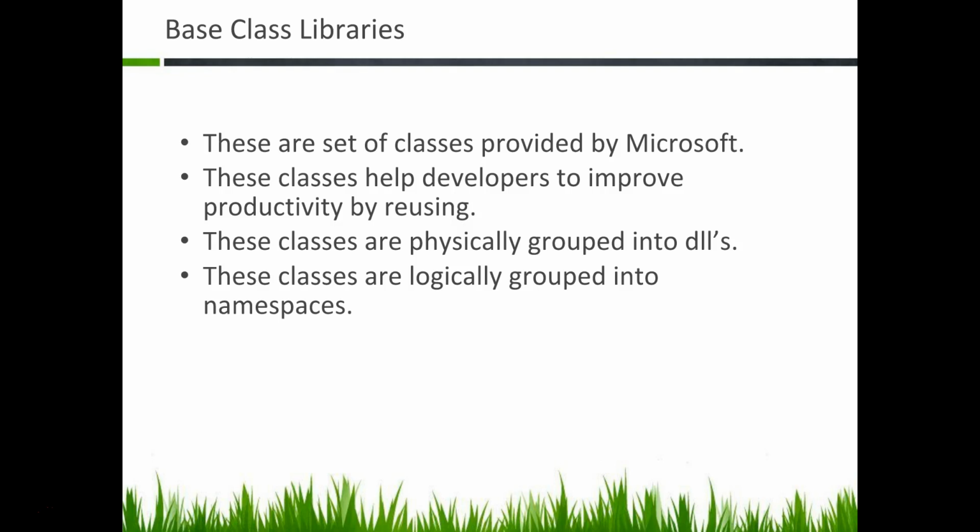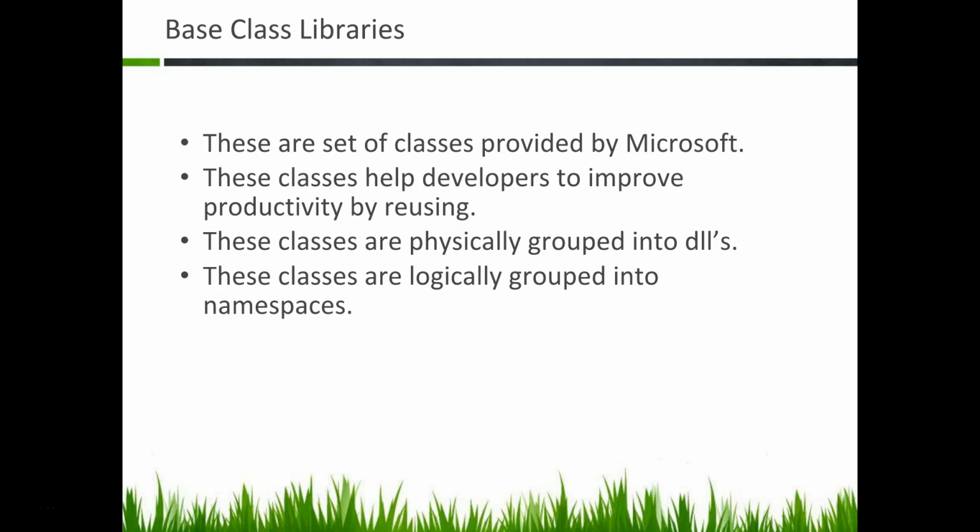These classes are physically grouped and stored into files with the extension .dll, and then they are logically grouped into namespaces, so that if you want to know where the classes related to files and directories are, then the namespace will be System.IO, input output.